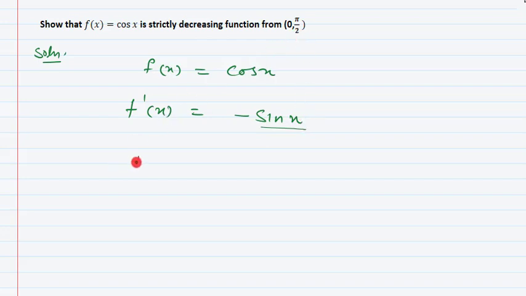So clearly f dash x is less than 0 because of this negative sign for all x belongs to 0 to pi by 2. So it means we can clearly say that the function is strictly decreasing for the given interval.